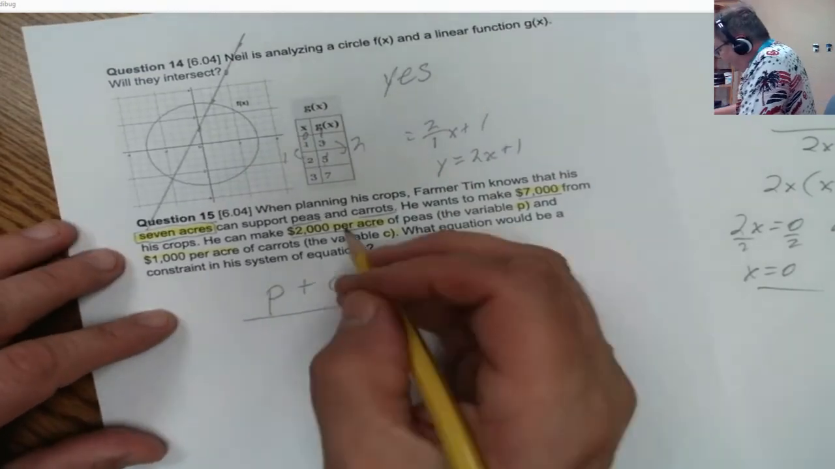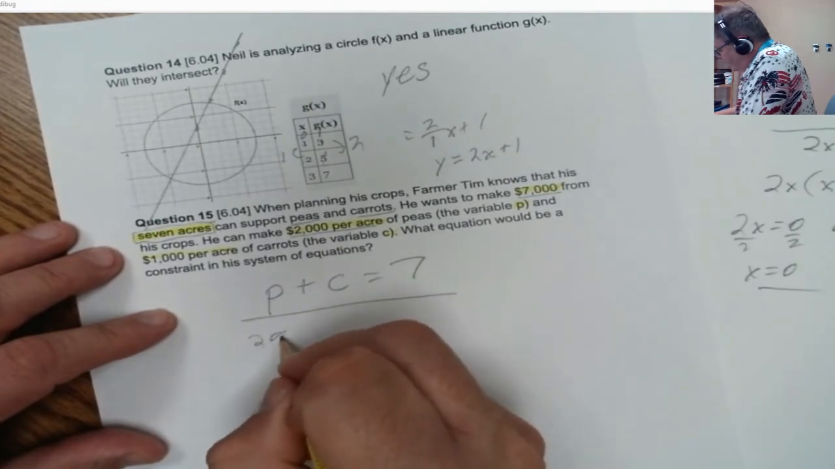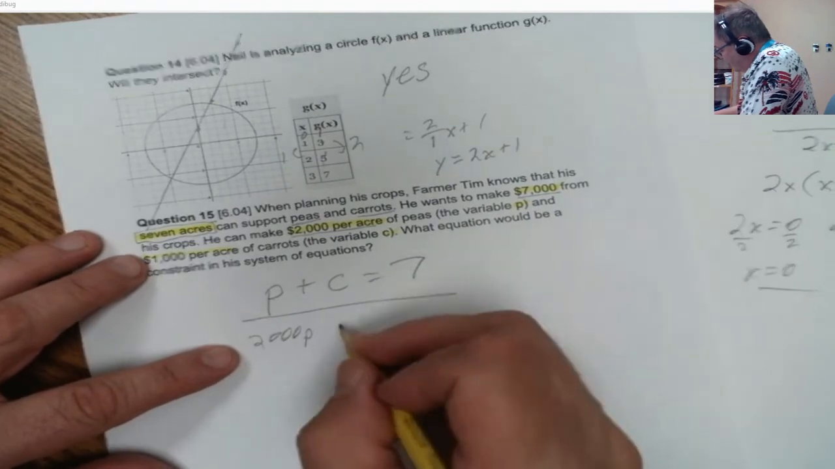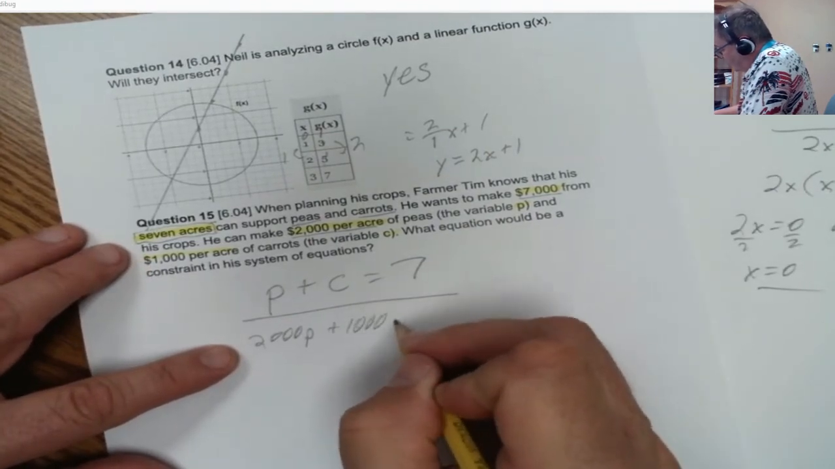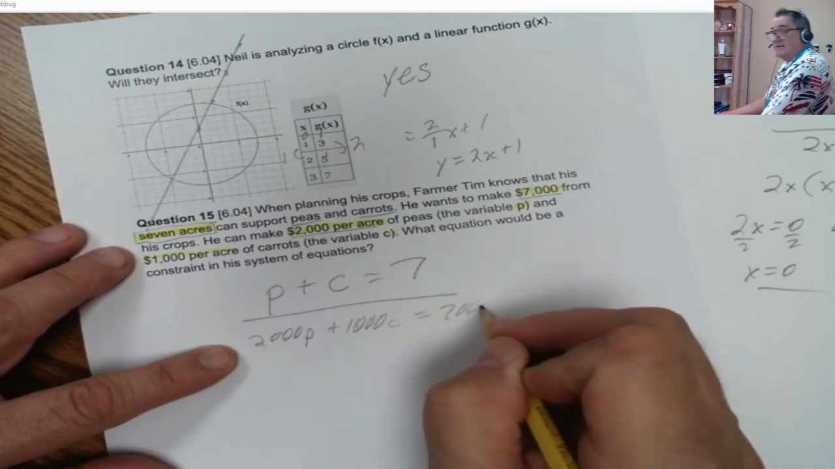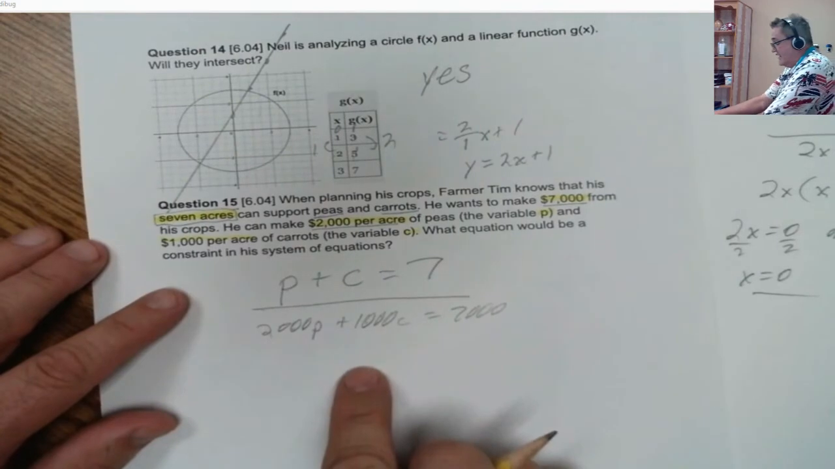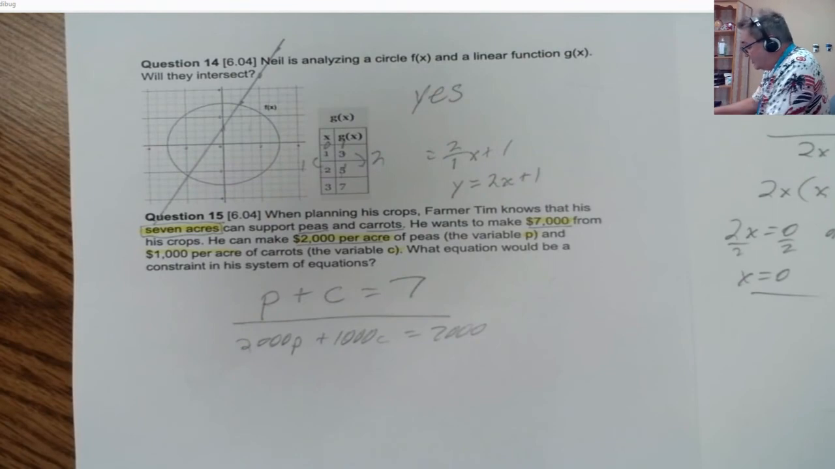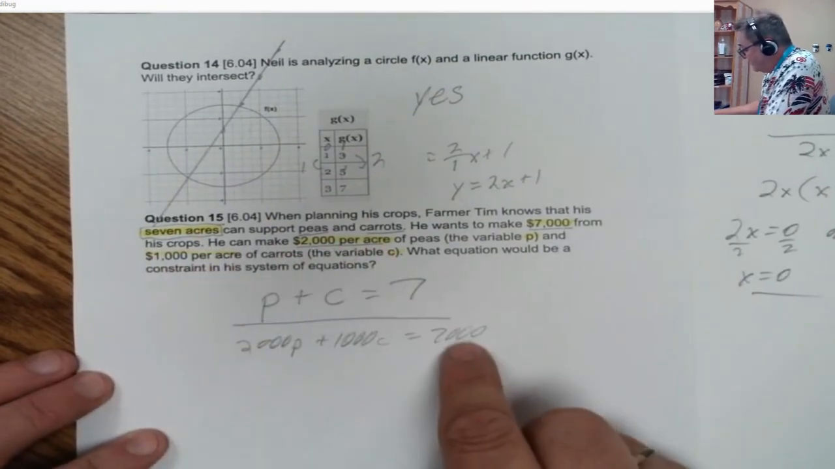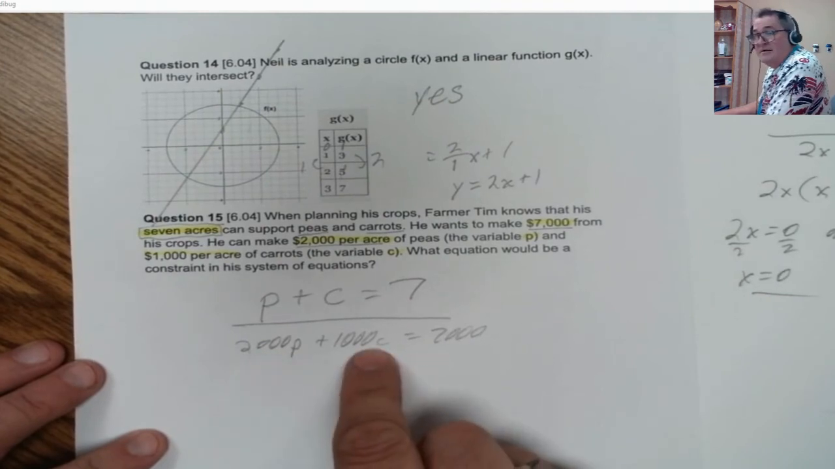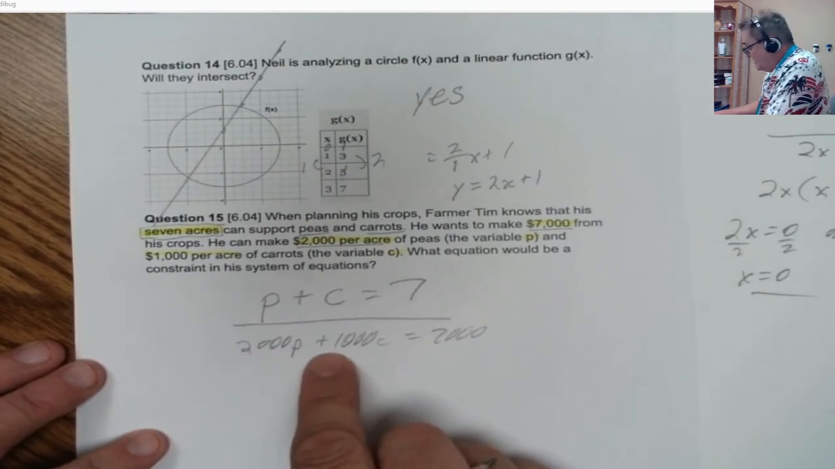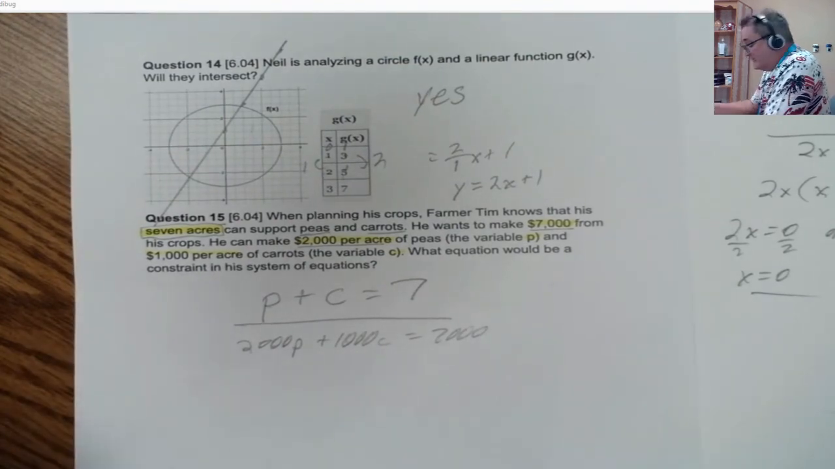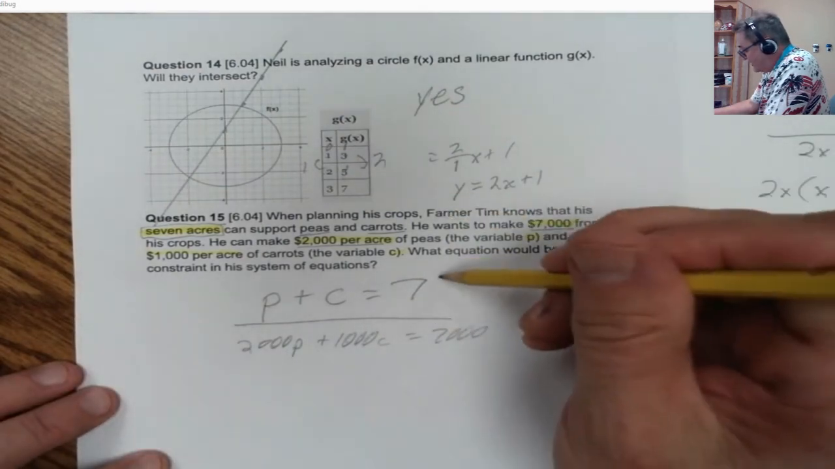The other equation would be 2,000, because that's how much dollars he makes for each acre of peas, and 1,000 for each acre of carrots. He wants it to be $7,000, but that's not a constraint. That's how much money he makes of it. He's constrained to the total area he has, right? Because it cannot change. The amount of money he makes can change. He could make more than $7,000 if he planted more peas and less carrots, right? That can change, but constraints means it can't change. That's all we have. So 7 acres is it. He can't plant any more than 7 acres, period.